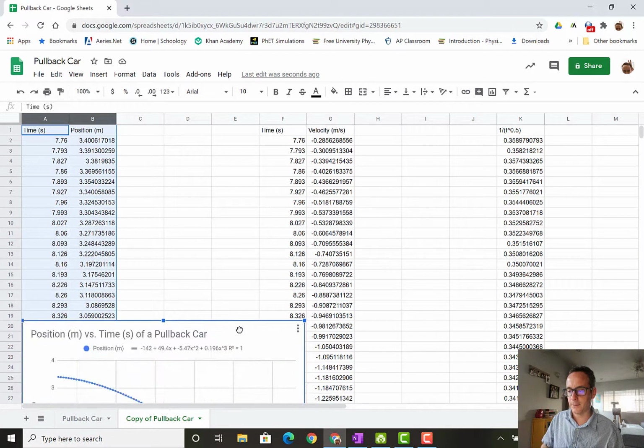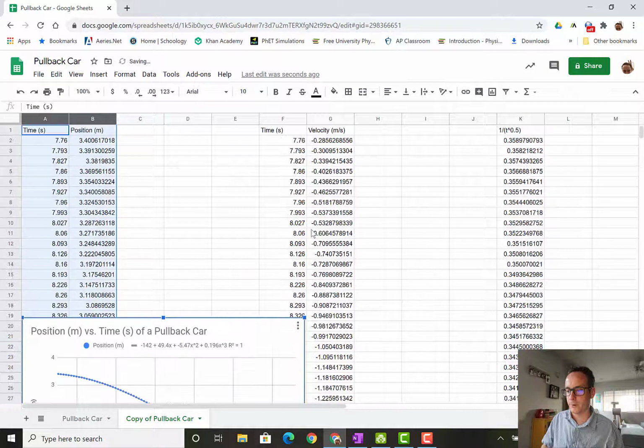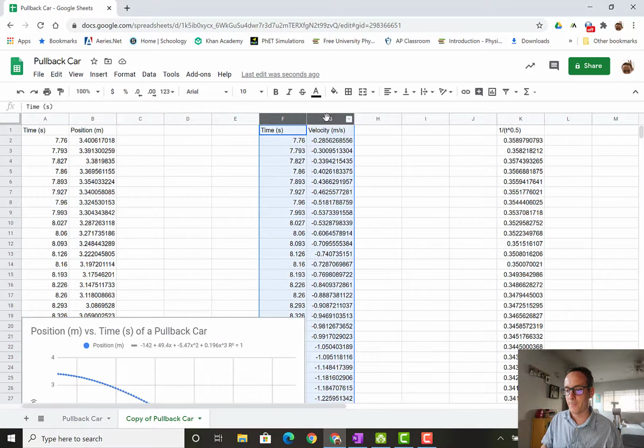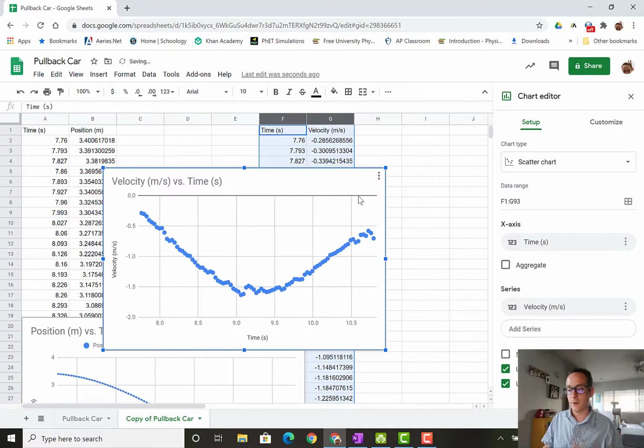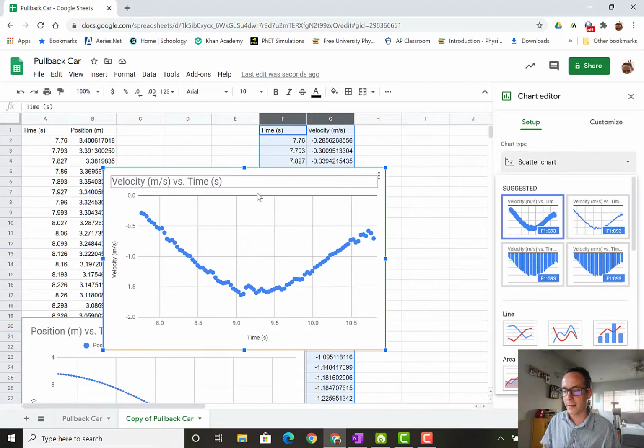Okay, so next up, we're going to do this one more time. I'm going to do it a little bit faster here. So again, I'm going to graph velocity versus time. I'm going to highlight those two sections. That's what you're going to do too. And then I'm going to do insert chart. So here's my velocity versus time graph. Already this is a scatter chart.